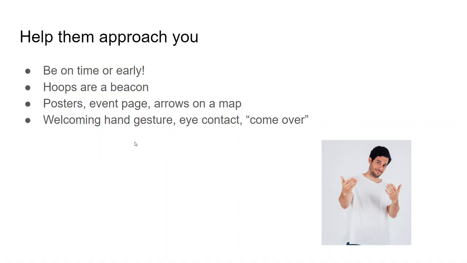You've likely put up posters or event pages, that arrow on the map that I just talked about, so people can find you. But even so, if you are at the field and you see people wandering around looking a little lost or looking a little shy, do this beckoning, this hand gesture, come on over, make eye contact, invite people to approach you, because they still might not be sure where the practice is or who is running it.